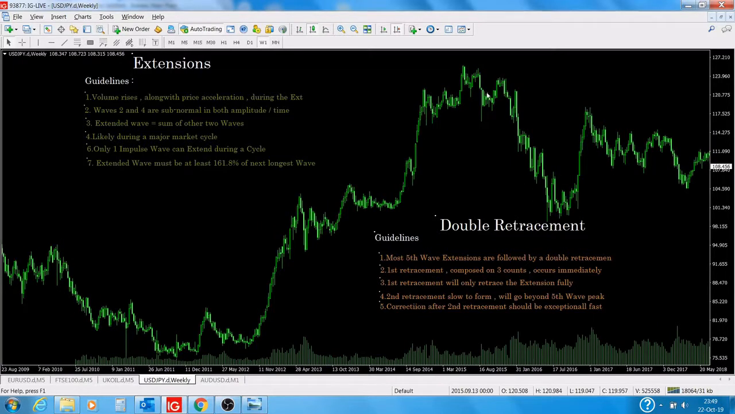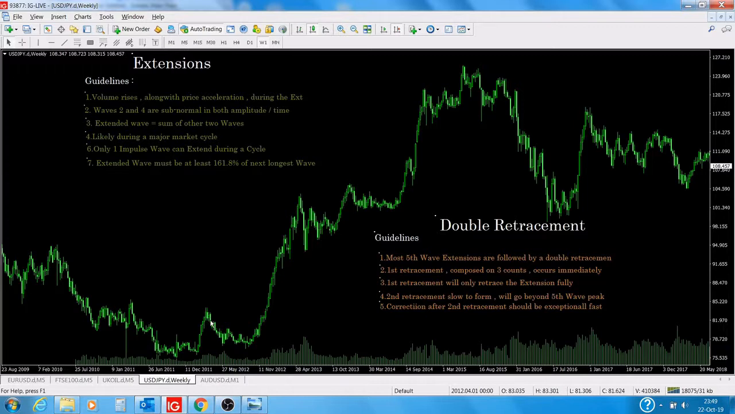Now let's look at a few guidelines which typically are observed during the course of the extension as well as the double retracements. The first is that the typical volume would rise during the phase of the extension. Second, waves 2 and 4 are subnormal in both amplitude and time. Third, the extended wave, in this case wave 5, should be a minimum of 161.8% of the next longest wave, which is wave 3 in this case.